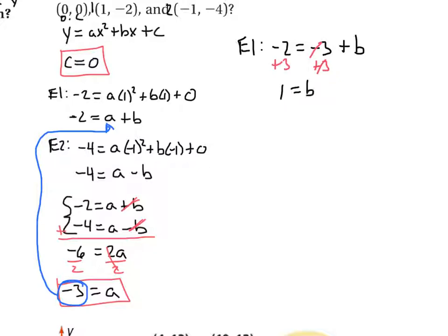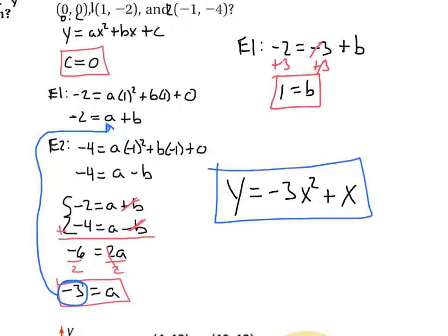1 equals b. So we have now found all three variables a, b, and c, so we can write our equation. So y equals negative 3x squared plus 1x plus 0. So there's the equation of our parabola.